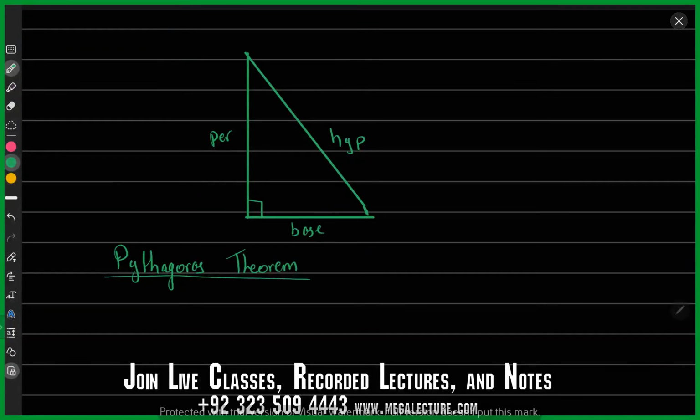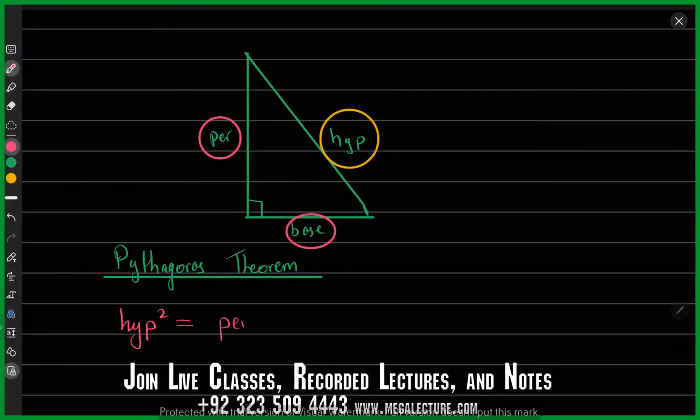Pythagoras theorem basically says square of this side, that is the hypotenuse side, is equal to the square of other two sides. So other side is perpendicular and other side is base. So perpendicular square plus base square. It's very simple. In Pythagoras theorem, you can see we have three sides. So this is only going to be used in order to find any unknown side. If two sides are given, you can plug in the two sides and find the third one.